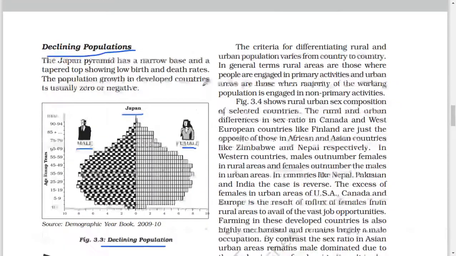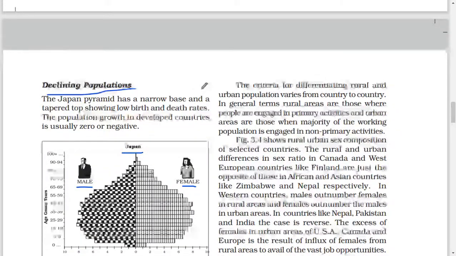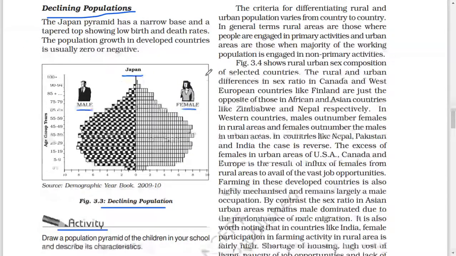The criteria for differentiating rural and urban population vary from country to country. In general terms, rural areas are those where people are engaged in primary activity, and urban areas are those where the majority of the working population is engaged in non-primary activities. The figure shows the rural-urban sex composition of selected countries.